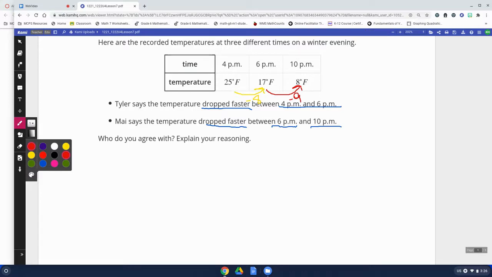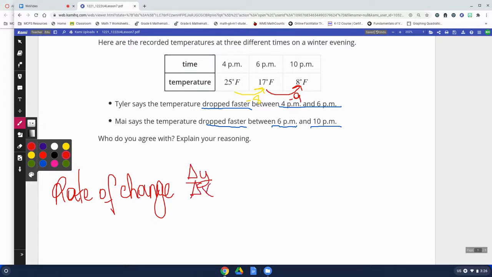This is talking about rate of change, related to slope. It's not just enough to look at the absolute value of how much it decreased. Okay, it decreased 8 degrees, it decreased 9 degrees. You've got to look at the time period, and these intervals are not the same. So if you're talking about the rate of change, remember, rate of change is always going to be the change in y over the change in x.